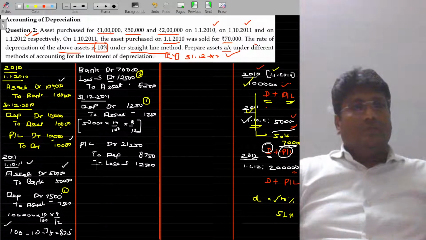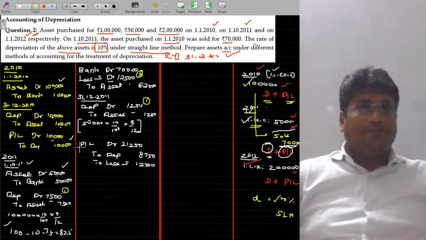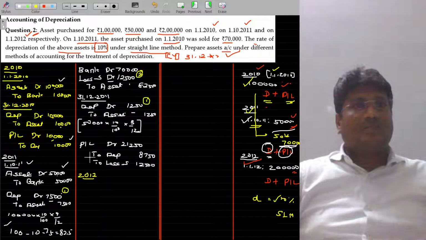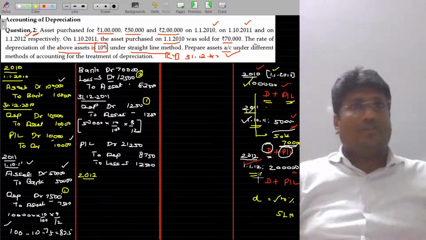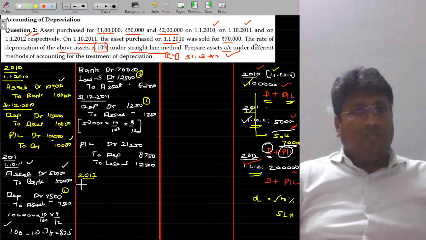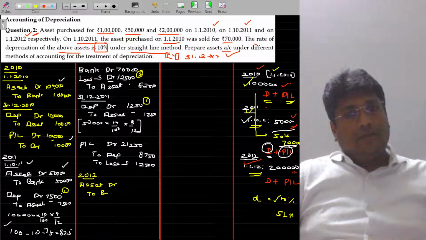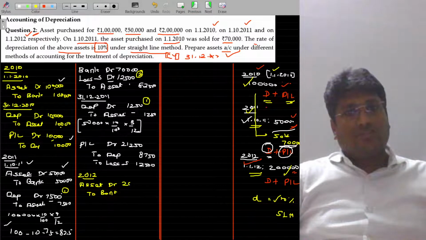Right. Now we will be in the last year, 2012. In 2012, what happens? We purchase one more asset on 1/1/12. In the year beginning itself, we purchase one new asset. For the purchase, the entry is asset account debit to bank. The value of the asset purchased here is 2 lakhs. So 2 lakhs debit and 2 lakhs credit. Is that okay?